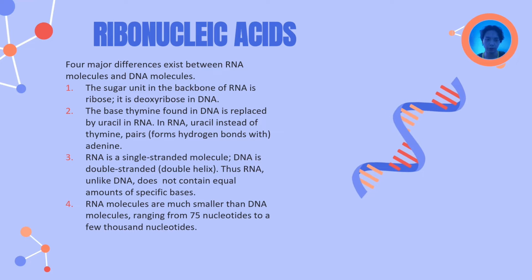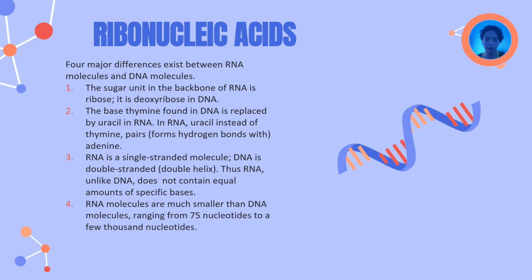So, ribonucleic acids and its major differences between the RNA molecules and the DNA molecules. So first, the sugar unit in the backbone of RNA is ribose, and deoxyribose in DNA. The base thymine is found in DNA and it is replaced by uracil in RNA. In RNA, uracil instead of thymine pairs with adenine.